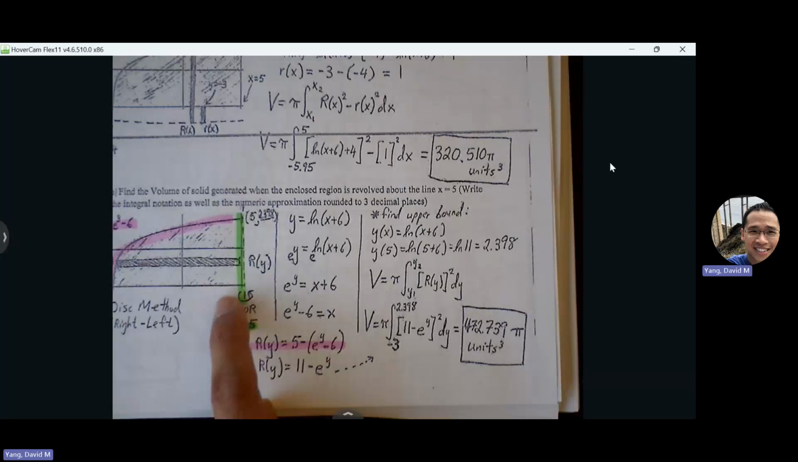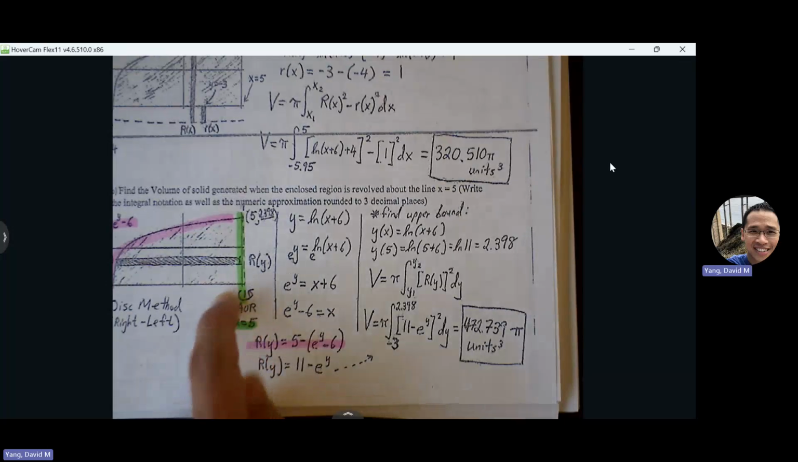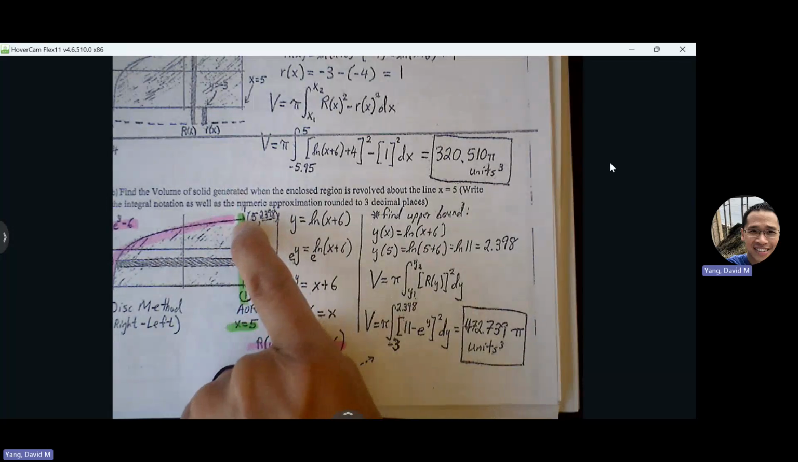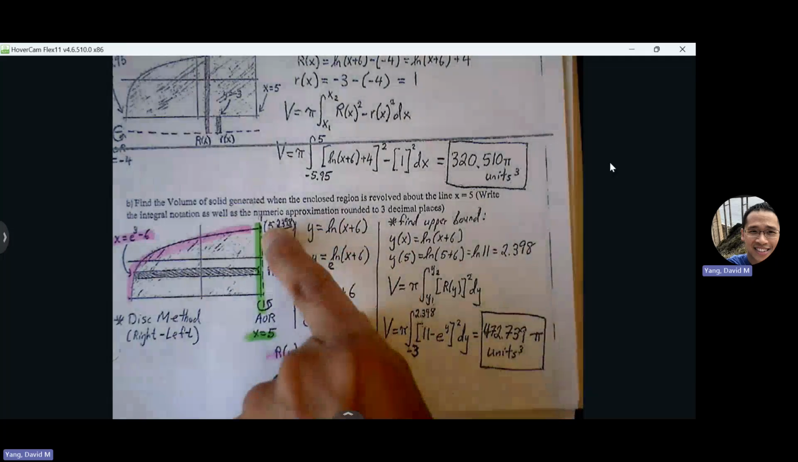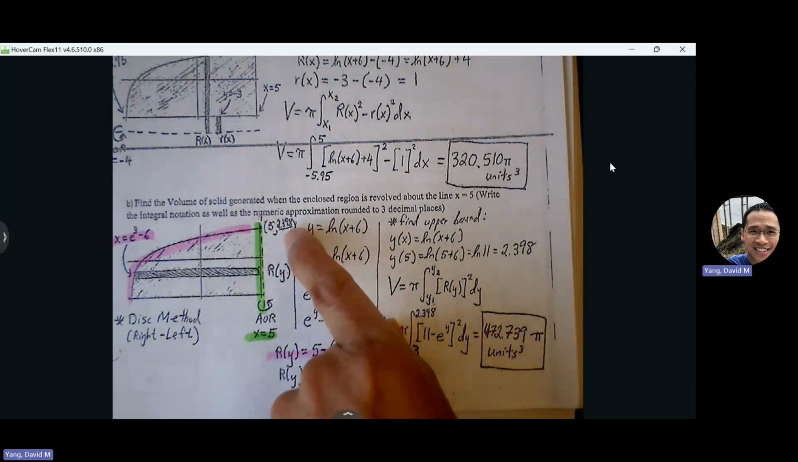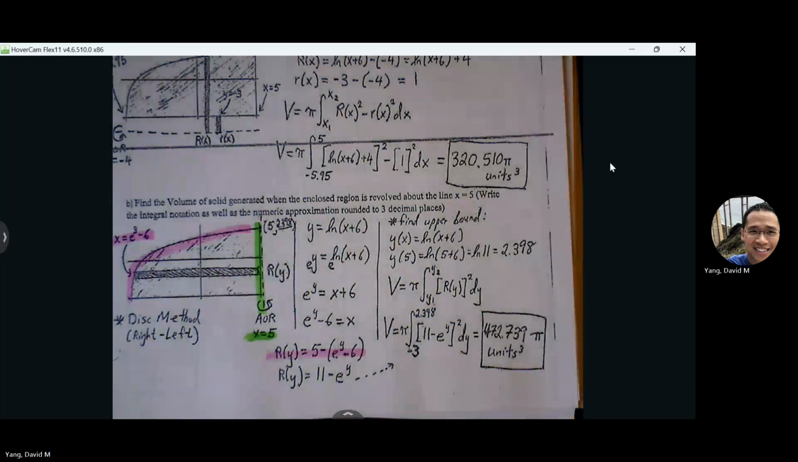And the bounds, the lower bound is easy to spot. The highest bound is just whatever the y value is at that curve. So you can just plug 5 into the natural log of x plus 6 to get that y value. No need to graph it.